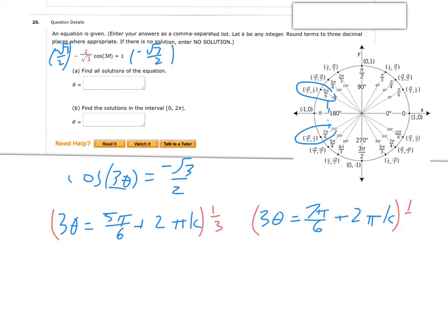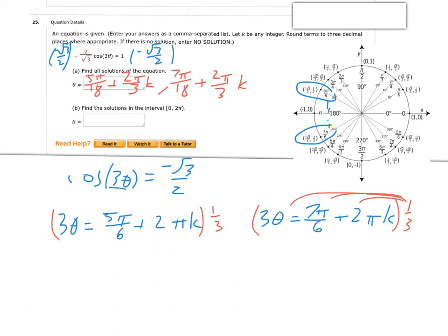And before I write my answer, I need to get rid of this 3, which I'm going to do by multiplying by 1/3. So this one would be 5 pi over 18 plus 2 pi over 3 k. And then this one over here, if I distribute that in, would be 7 pi over 18 plus 2 pi over 3 k. So that's my answer for part A here.